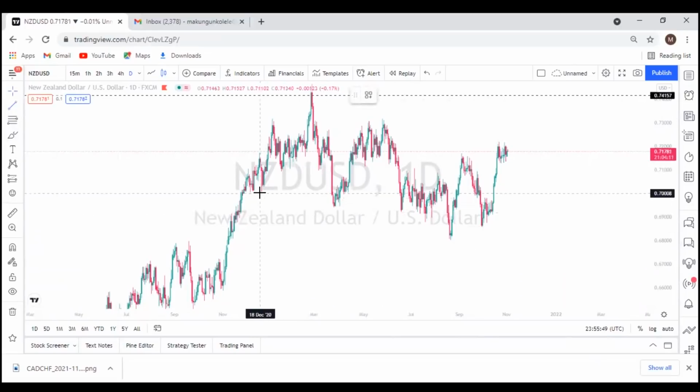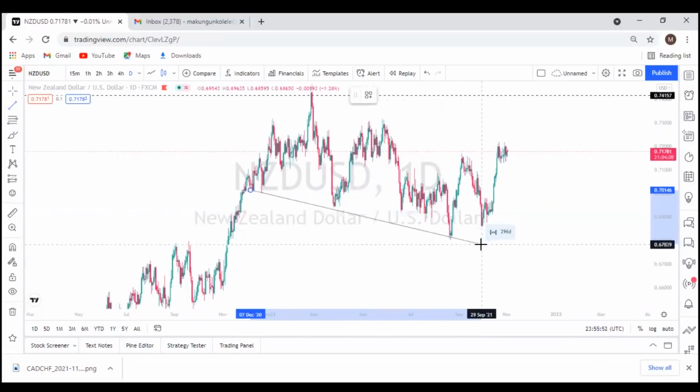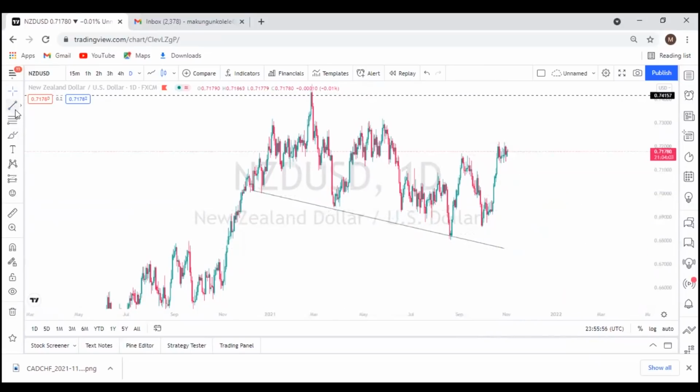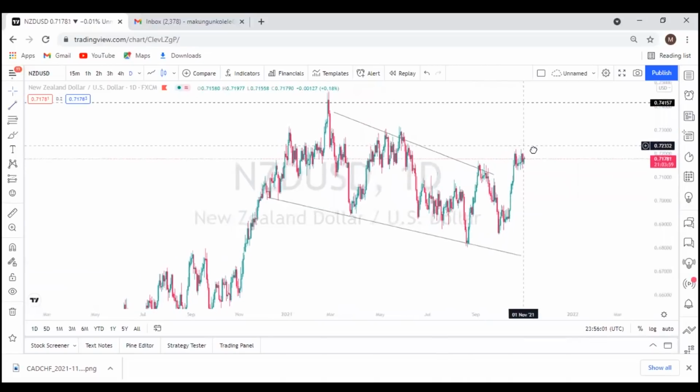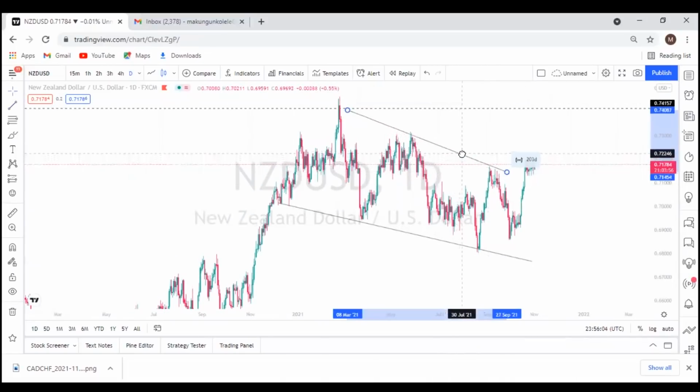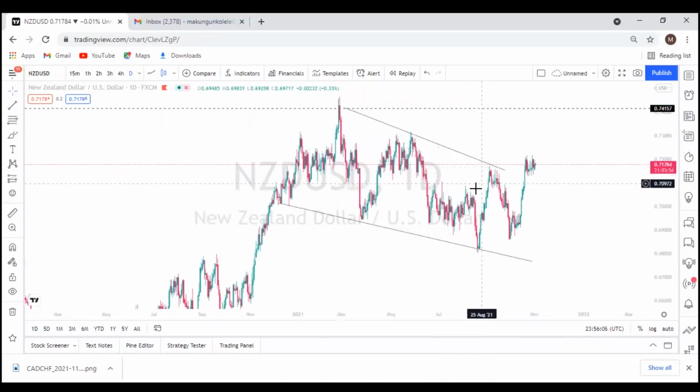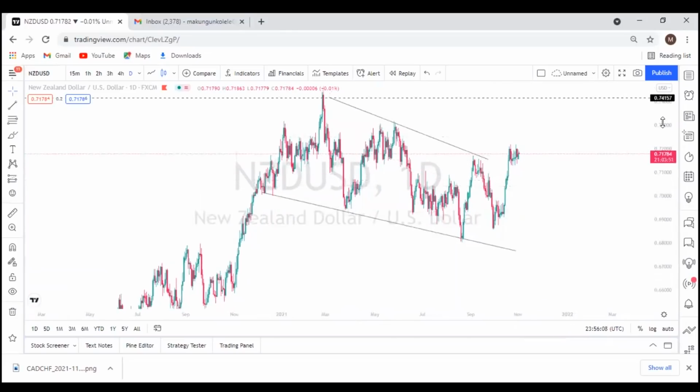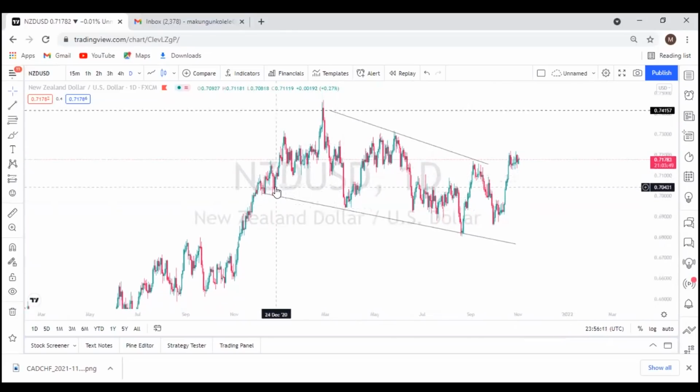So we're just gonna draw support and resistance levels for the trend line, just like that, right? This is New Zealand against America. We have a few touches on our support here, right? We can count this one as a touch, the first one, second one, and the third one, yeah.